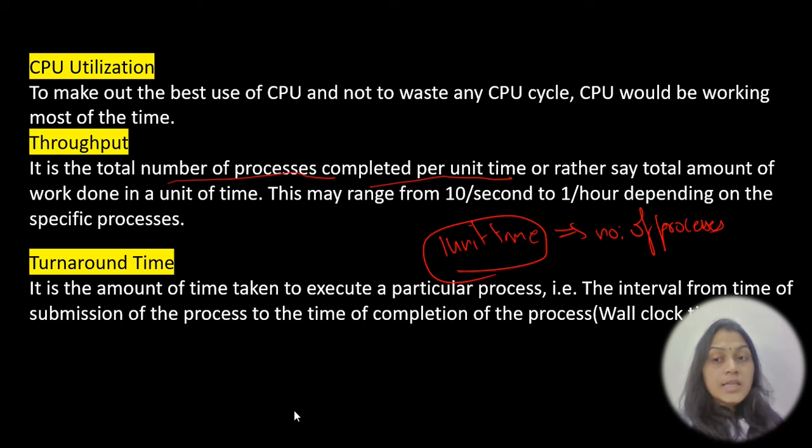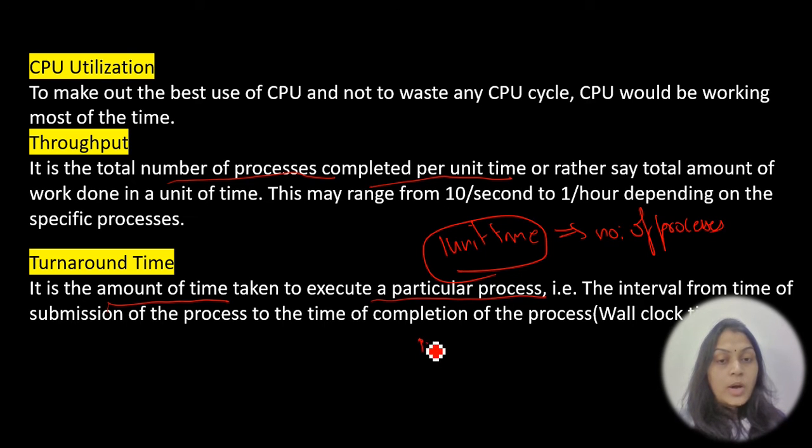It is the amount of time taken to execute a particular process. See here, students, turnaround time means the amount of time taken to execute a particular process. So for one particular process, how much time it is taking to execute, or else the interval from the time of submission of the process to the time of completion.